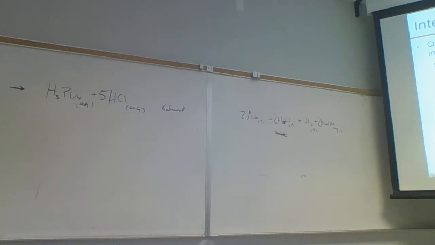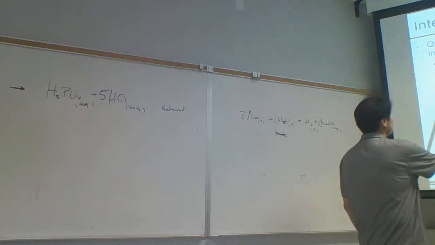So if I'm going from high energy to low energy, and energy can neither be created nor destroyed, what happens to all that extra energy? All that extra energy must be given off as heat in this case. And so it's got to be plus heat. It's going to be exothermic.